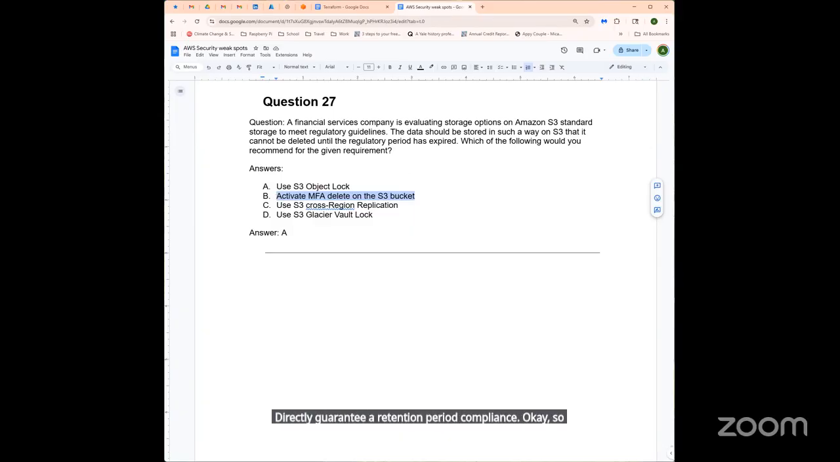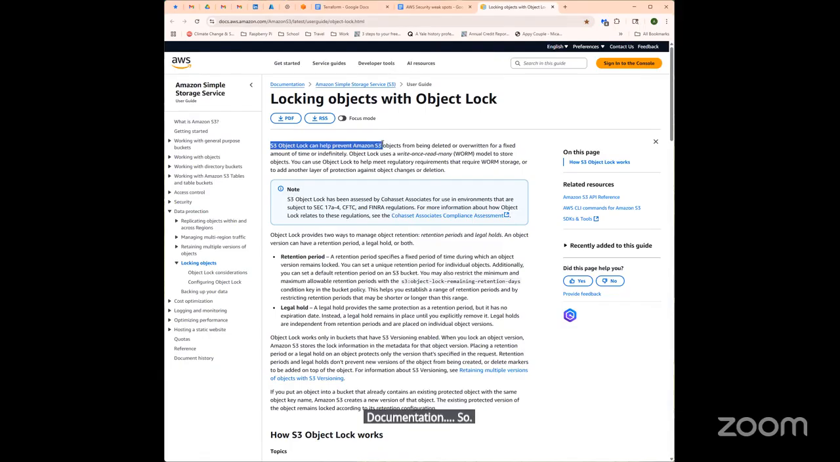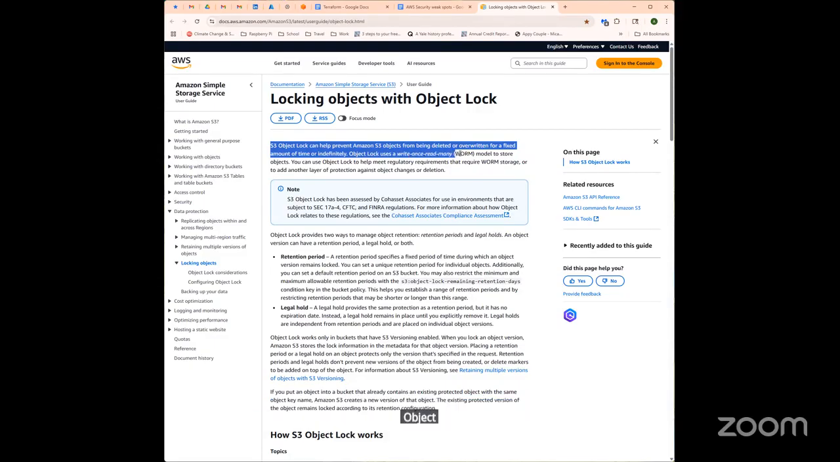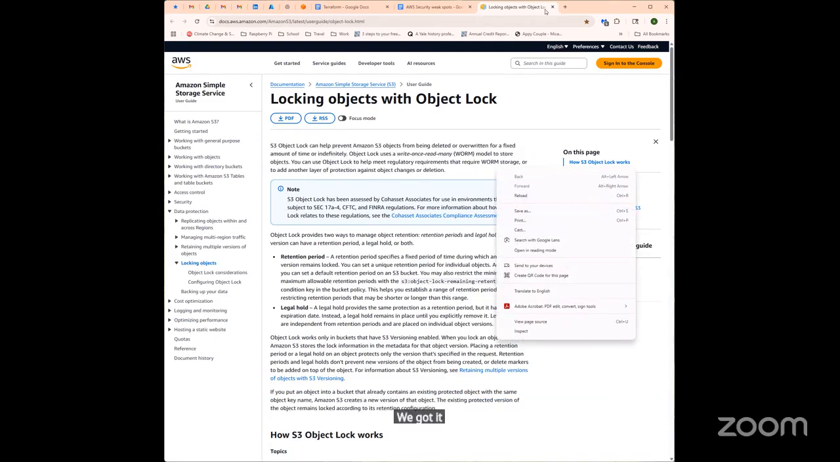Let's get some documentation. S3 Object Lock can prevent S3 objects from being deleted or overwritten for a fixed amount of time or indefinitely. Object Lock uses WORM to store objects, and you can use it to help meet regulatory requirements. We got it.